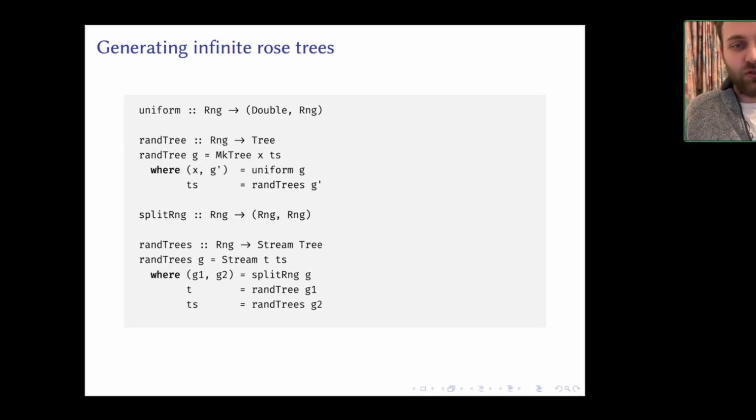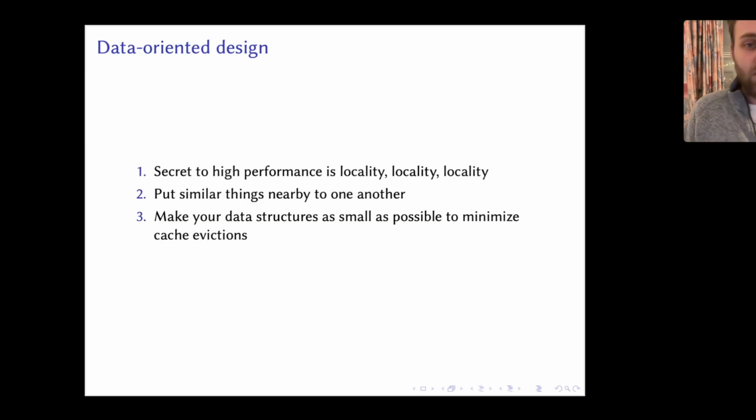One creates a tree by sampling a uniform and then sampling trees. And the other creates a stream of trees by sampling a tree and then sampling a stream of trees. Crucially, with different random number generators. The thing to note for later is that if you imagine a lazy thunk, which closes over rand tree or rand trees, it only has to close over the random number generator. Okay.